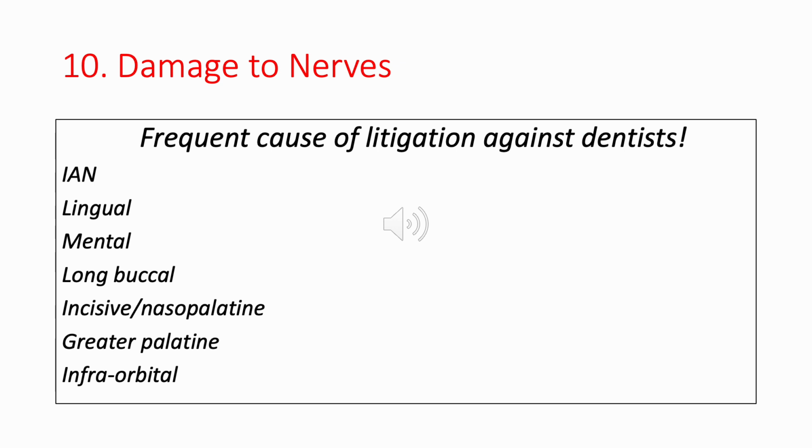Damage to nerves. Certainly a big source of litigation against dentists. Very frustrating for all involved, patient, practitioner, and it could involve one of multiple nerves. Certainly the inferior alveolar nerve, but it could be the lingual, mental distribution of the IAN, the long buccal, incisive, nasopalatine, greater palatine, or even the infraorbital.